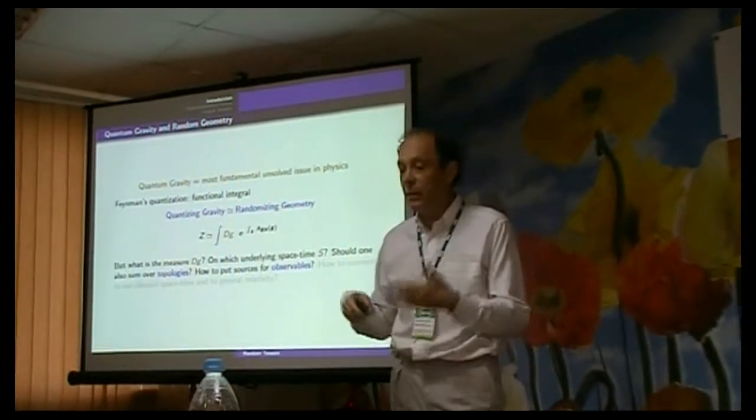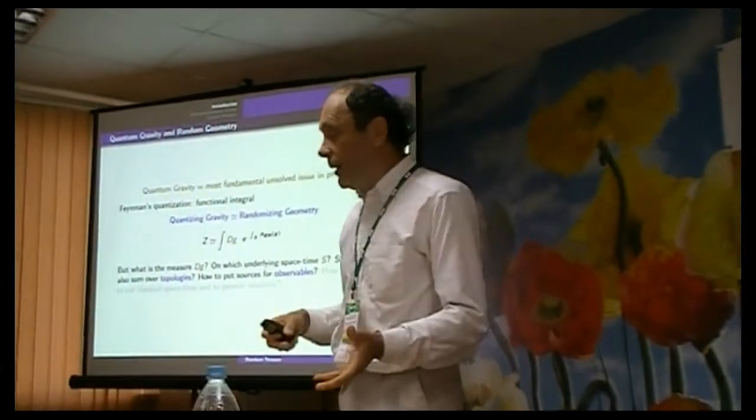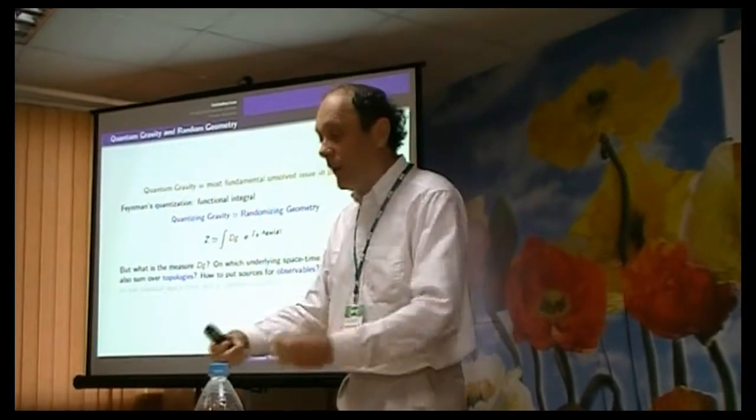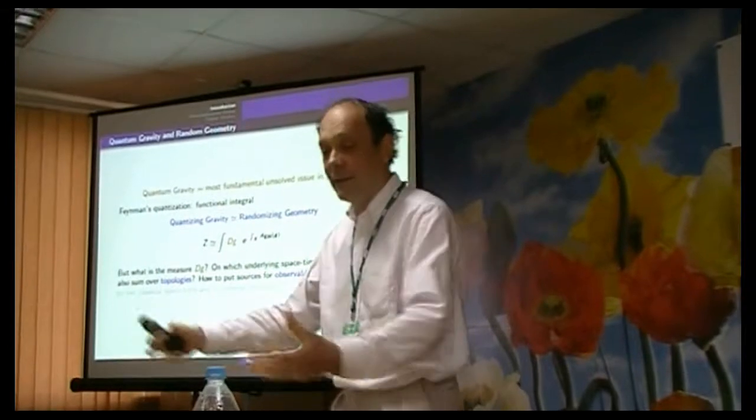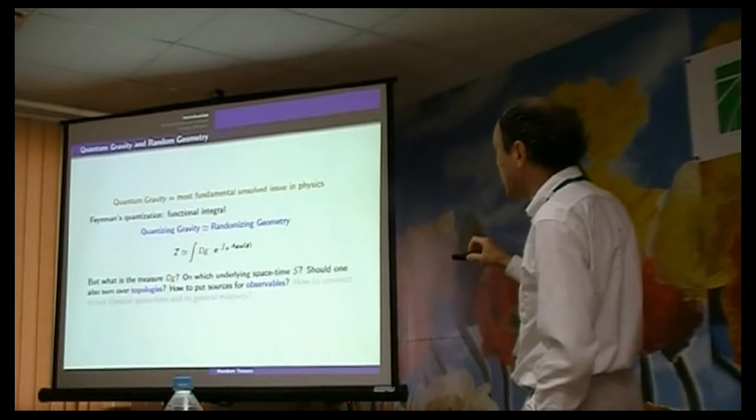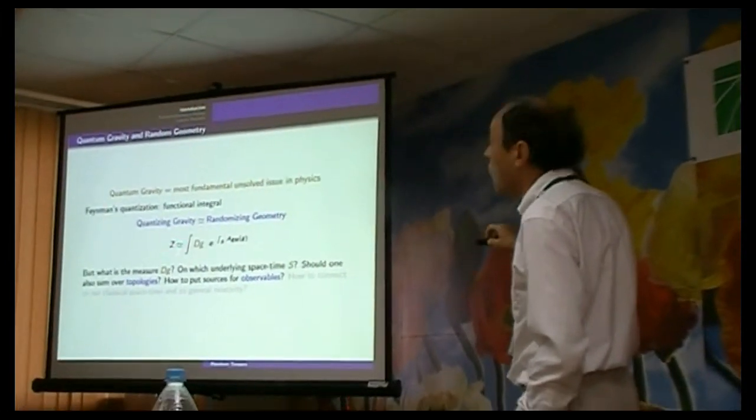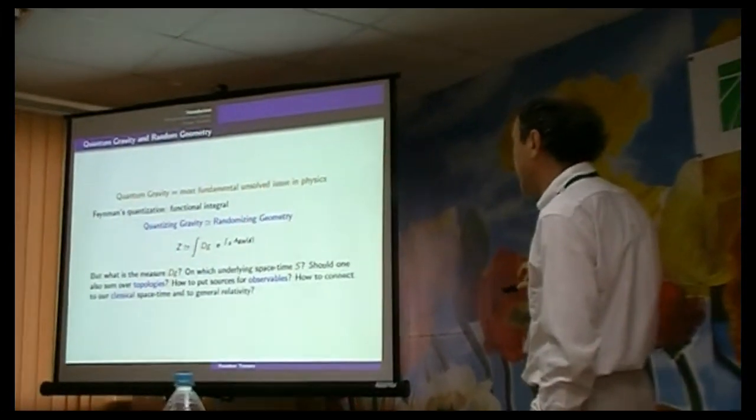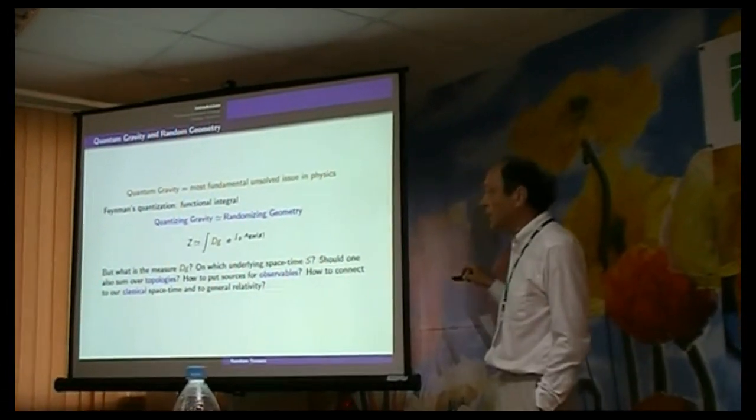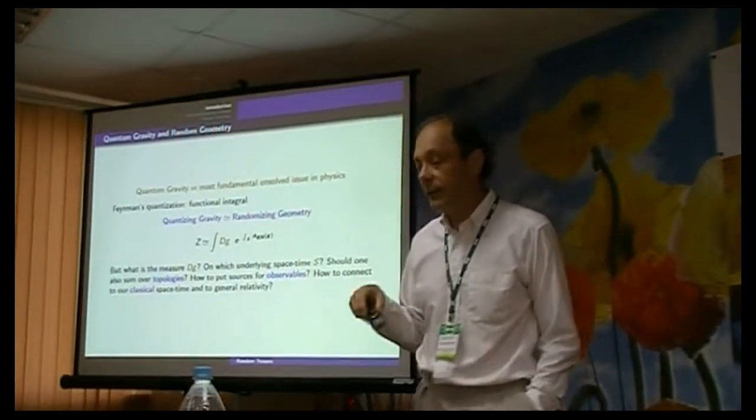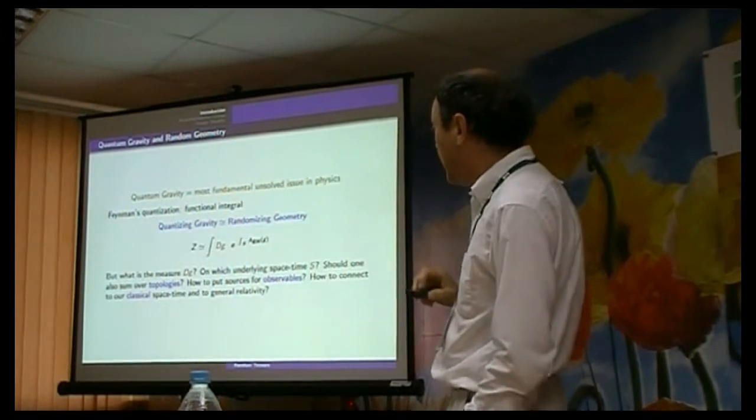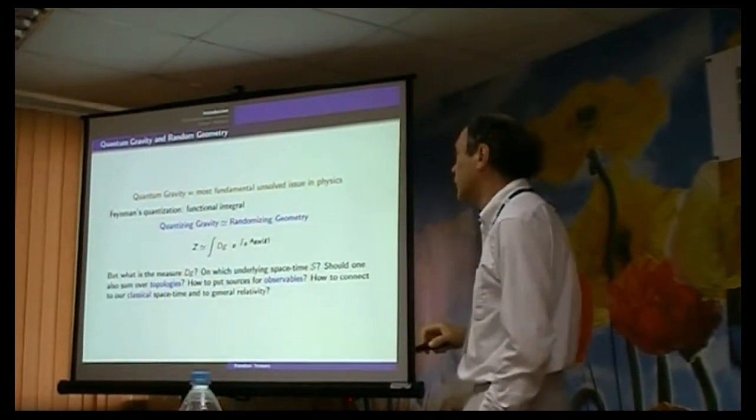Sometimes people say it's impossible because observing would be like creating another universe, and we cannot observe the universe like we observe particles in a particle accelerator. But still, this is just a partition function, and we should also have a theory for observables. And then the question is, this quantum theory in a certain limit should reduce to our classical theory of general relativity. So why is it so difficult to put together all these constraints?